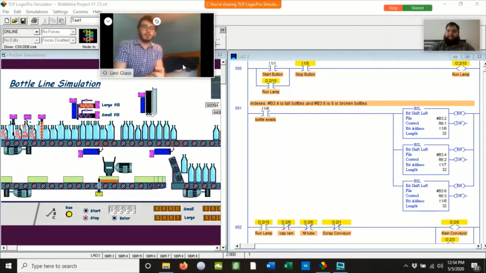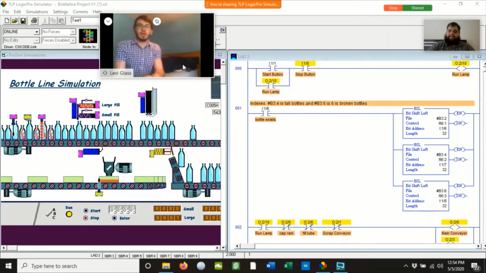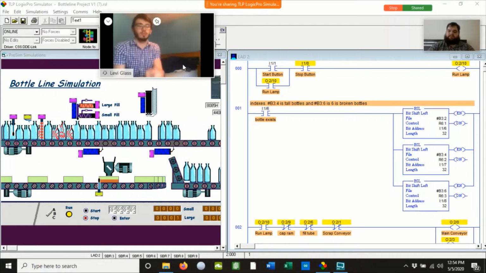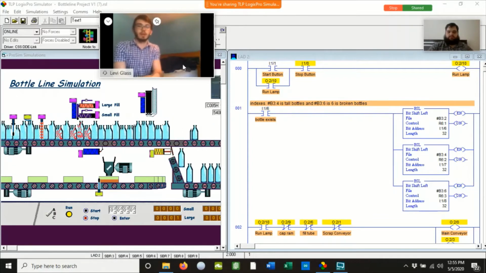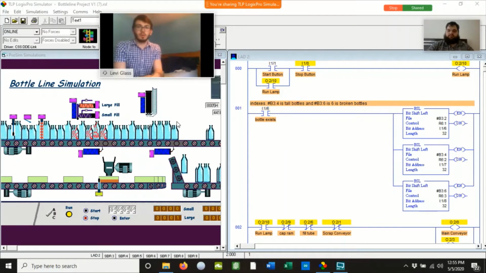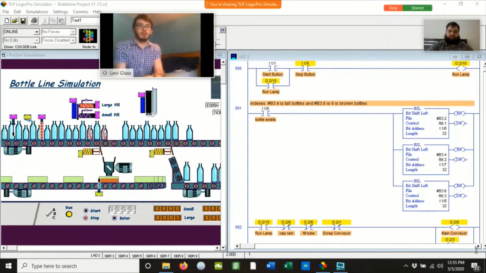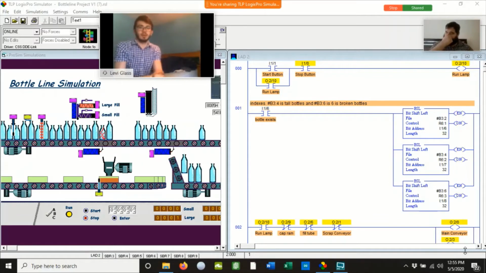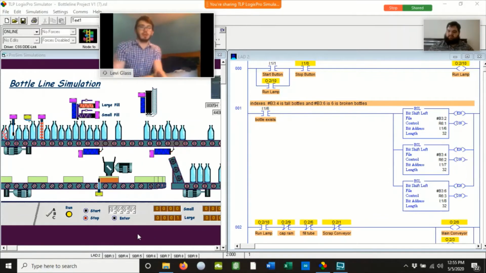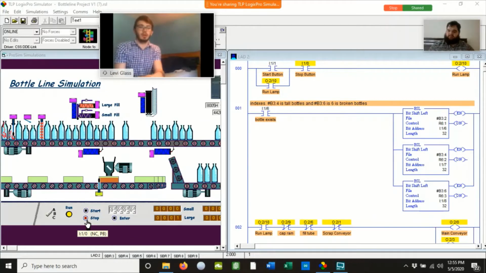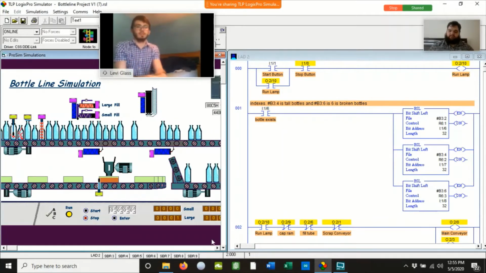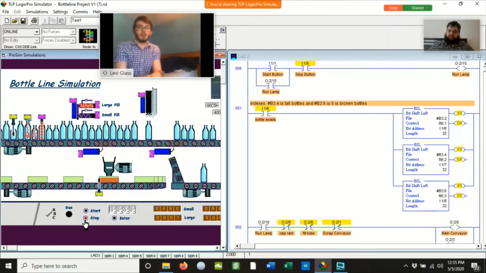Yeah, our first rung is a rung that keeps the conveyor running. So it keeps the run lamp on. What happens is you press the start button, and it passes power through the entire rung, and it keeps a seal-in circuit that can be broken by the stop button, if the stop button is pressed.